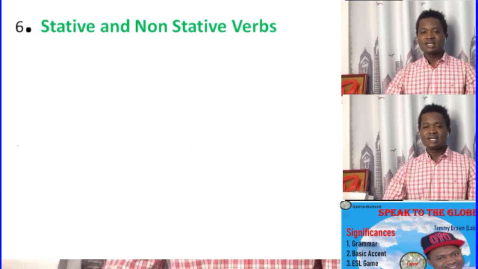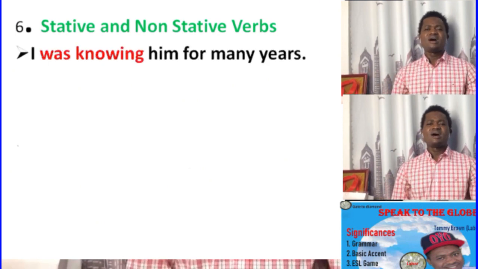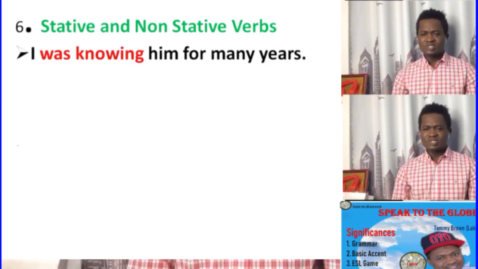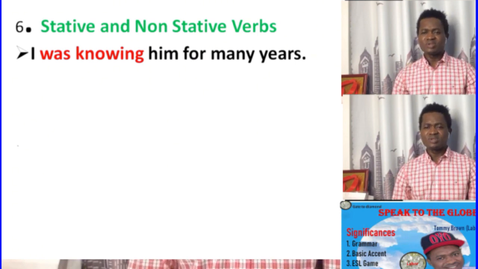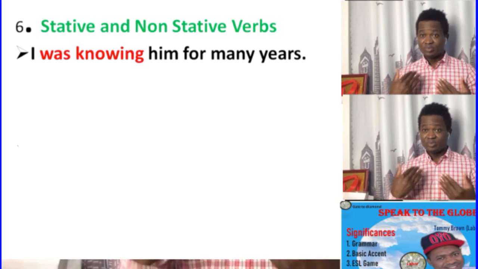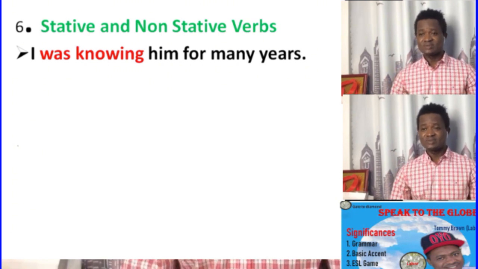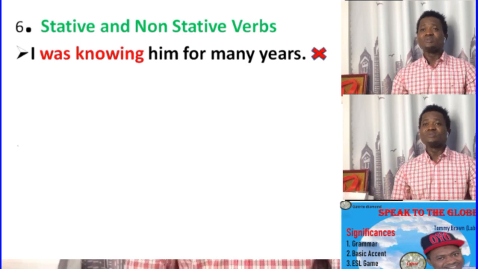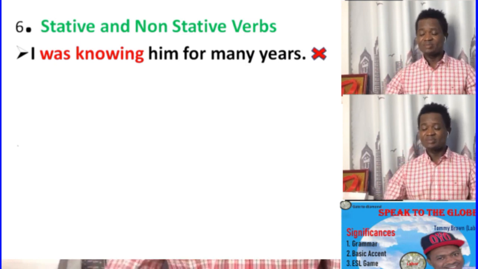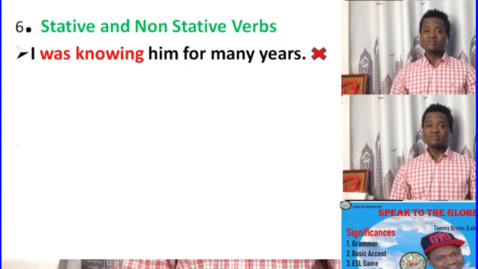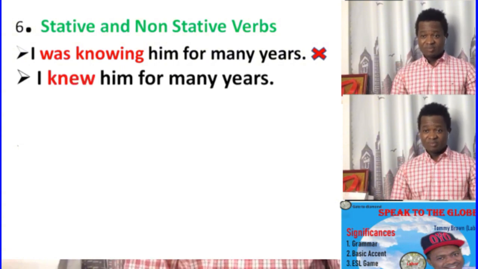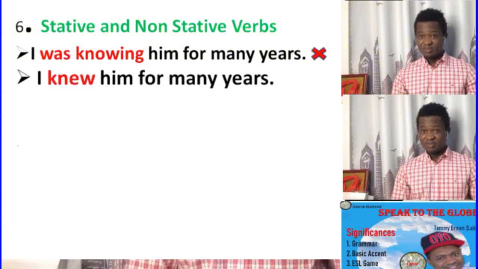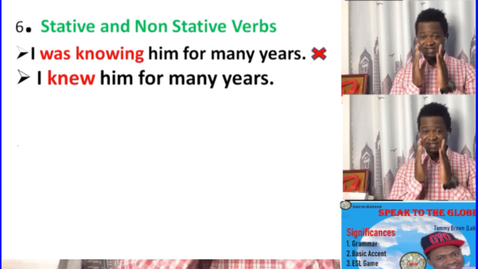Like the example here: I always know him for many years. This is wrong because know is a stative verb. We don't use stative verbs in progressive, in past progressive. So this is wrong. Instead we use the past simple: I knew him for many years. This is the correct one. This is the past simple.